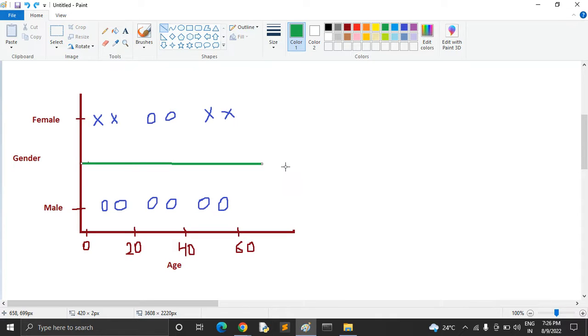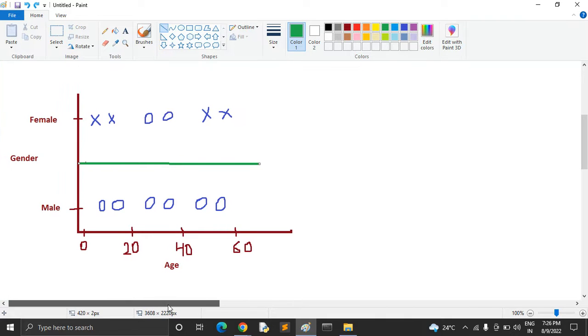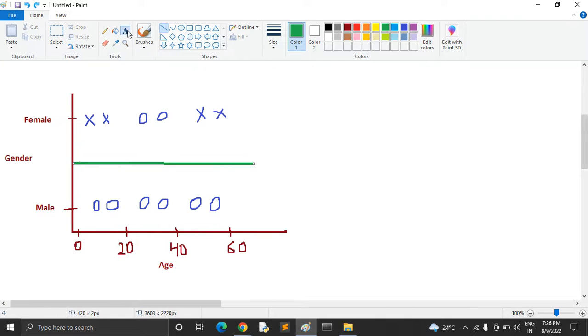Am I right? If the person is male, he will definitely like the movie, because it is very clear that there is no impurity in the male category. All the males have loved the movie. So let's create the tree now.